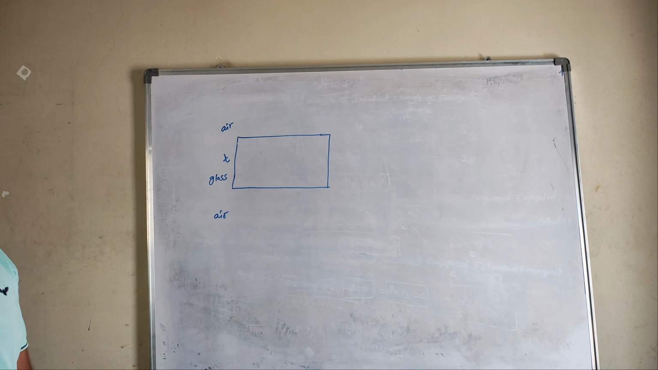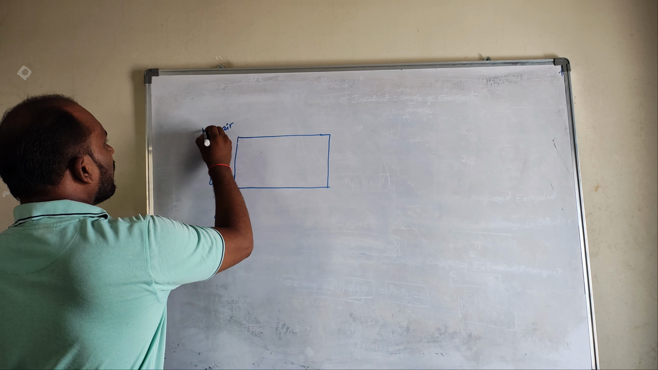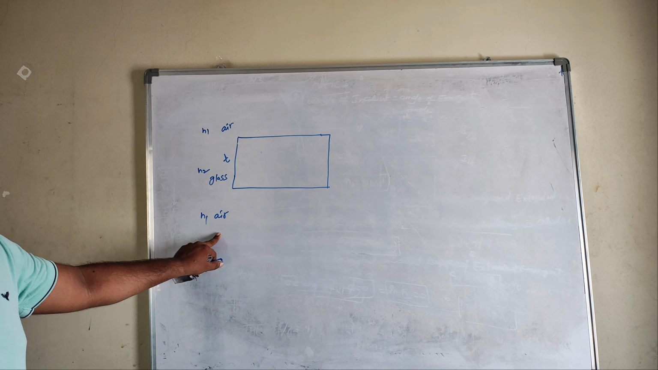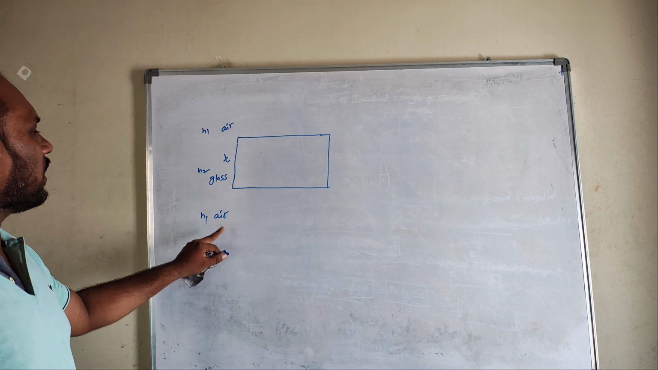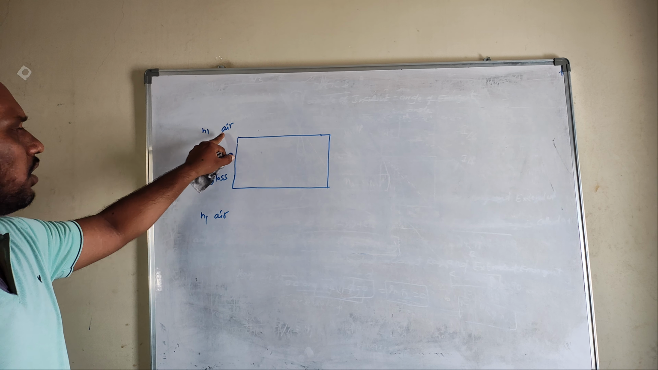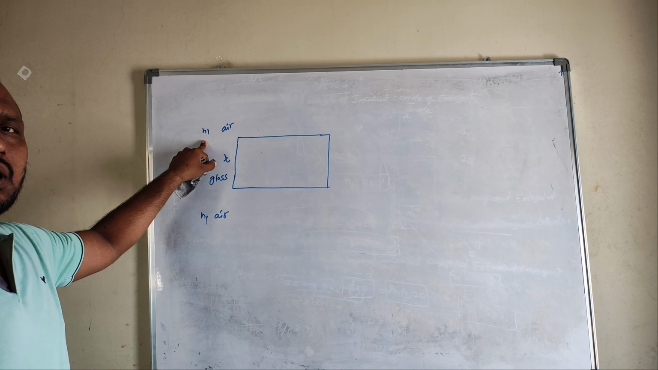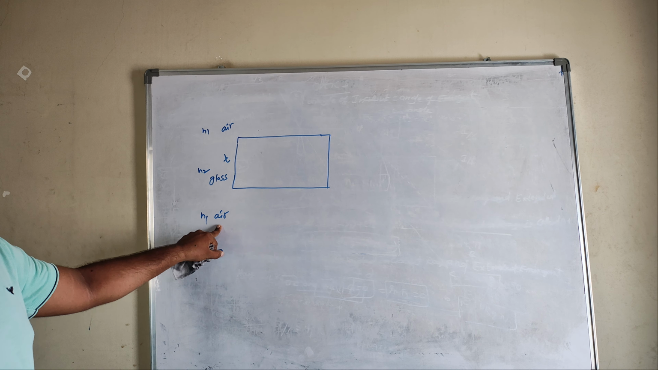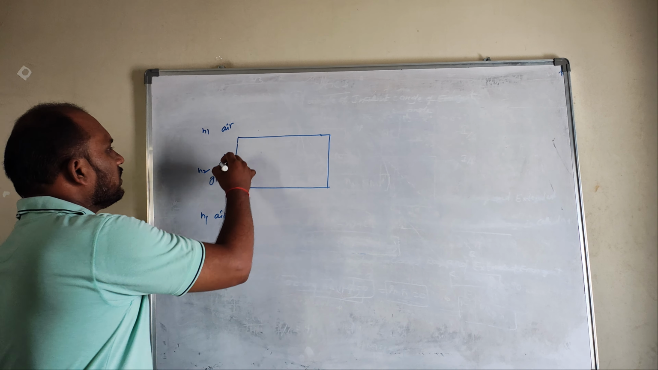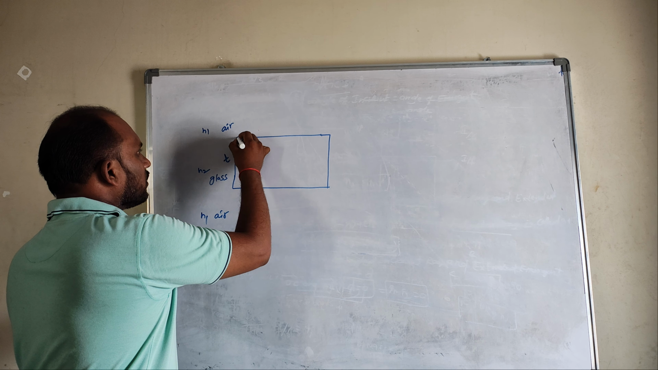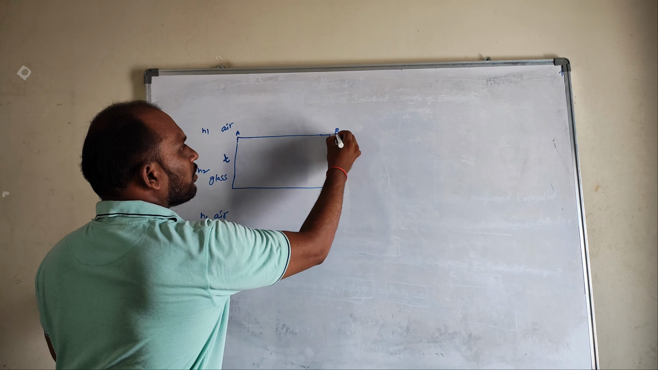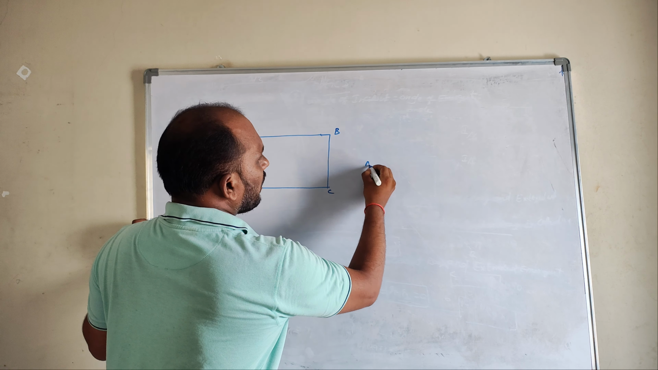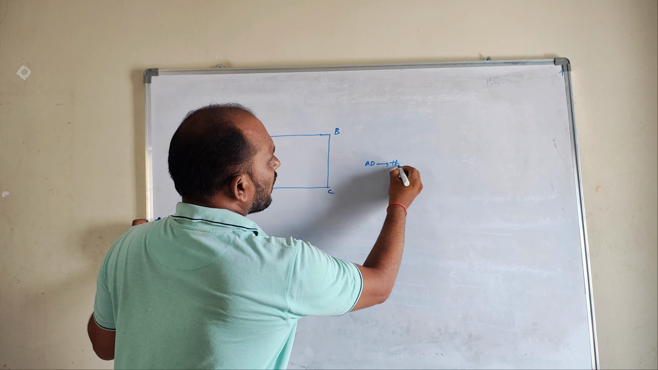Now I am taking refractive indices n1, this is n2, this is n1. Why? Because this is air and this is also air. Both are air only. The refractive index n1 is air. The glass slab refractive index is n2, and n1 is the refractive index of air. And this t is the thickness of the glass slab. Let us say ABCD, in this ABCD, A is the thickness of the glass slab.